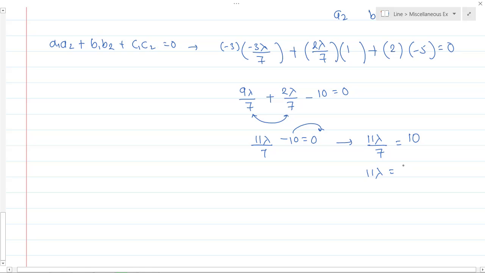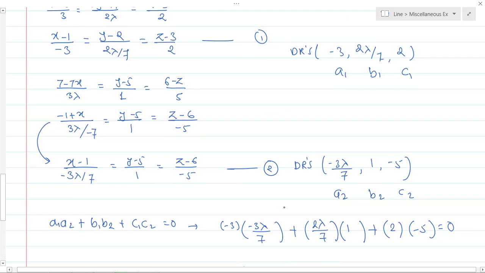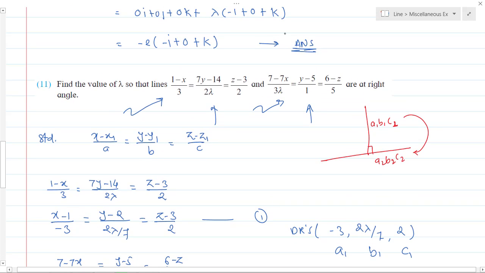So 11 lambda equals 7 into 10, which is 70. What is lambda, boss? Lambda comes out to be 70 by 11. That's it. This is the answer to this question. What we understood in this question was, always remember that the coefficients of x, y and z should always be positive 1. Okay, then only can we directly take the denominators as the direction ratios, otherwise no. Okay, perfect. So it was a very simple and good question.